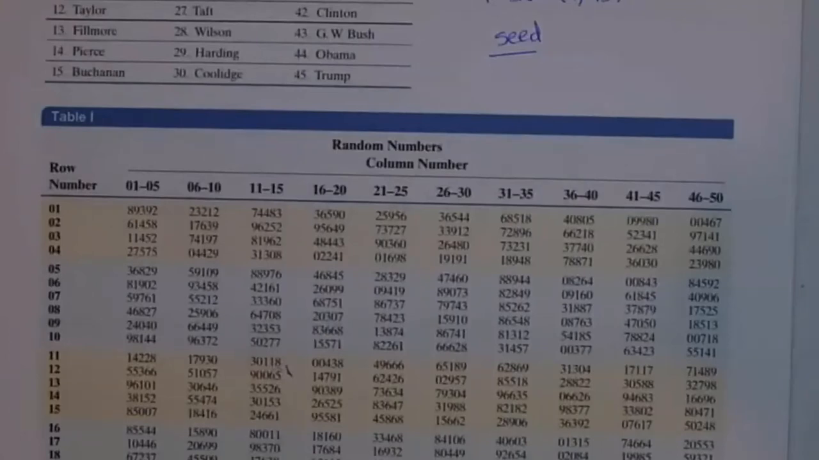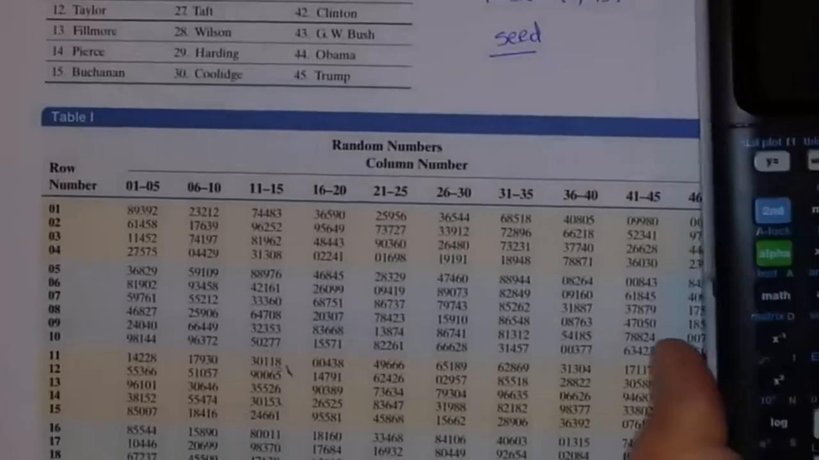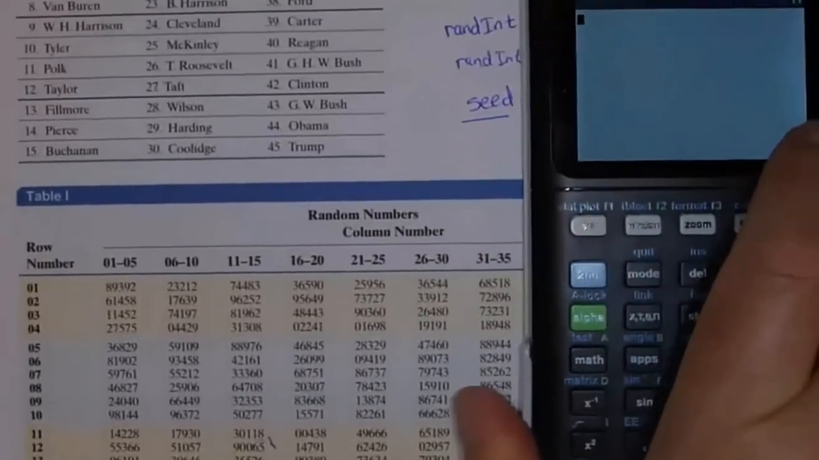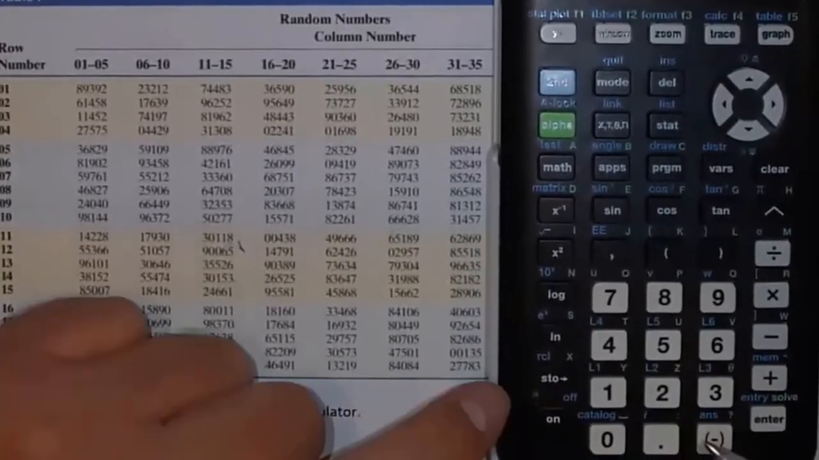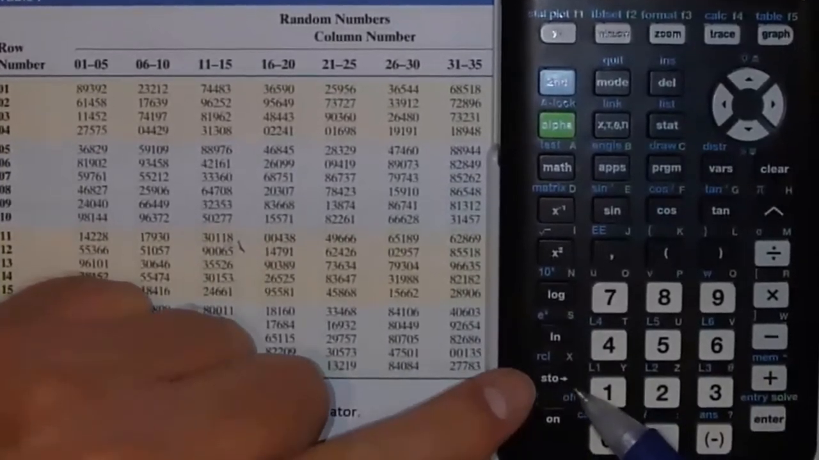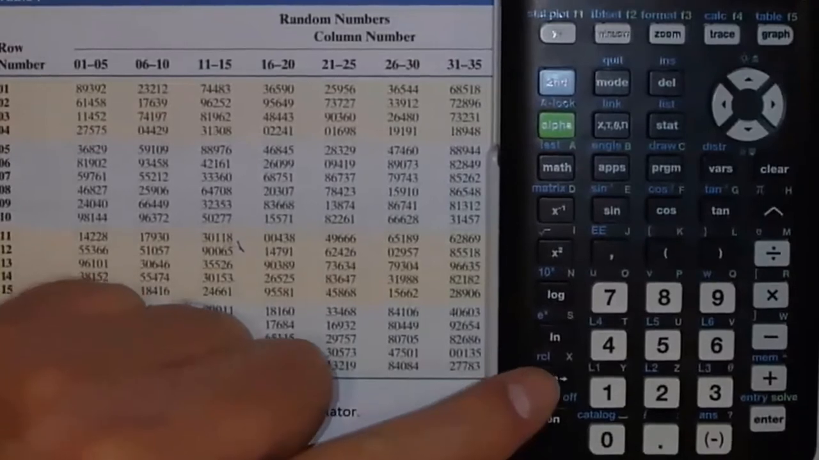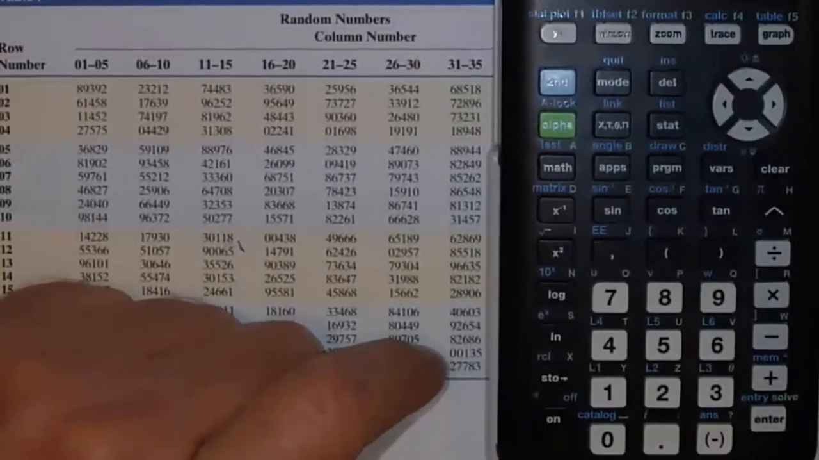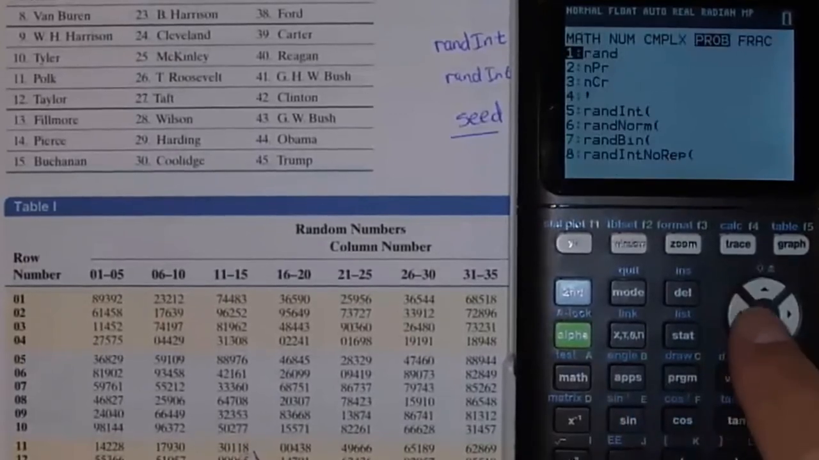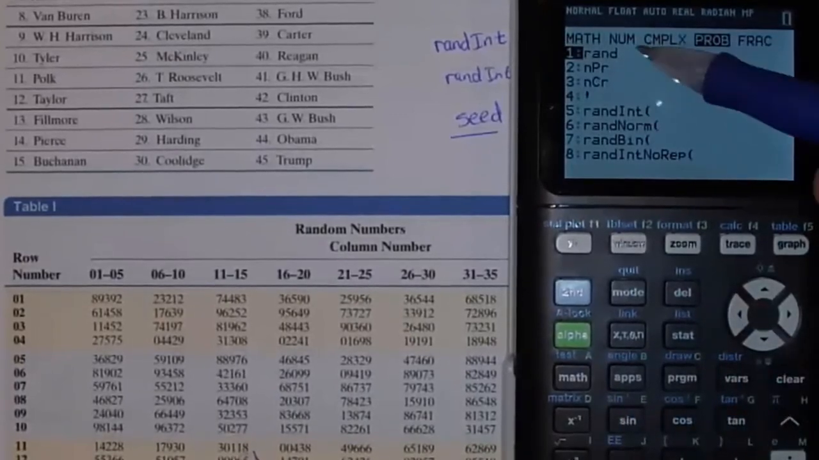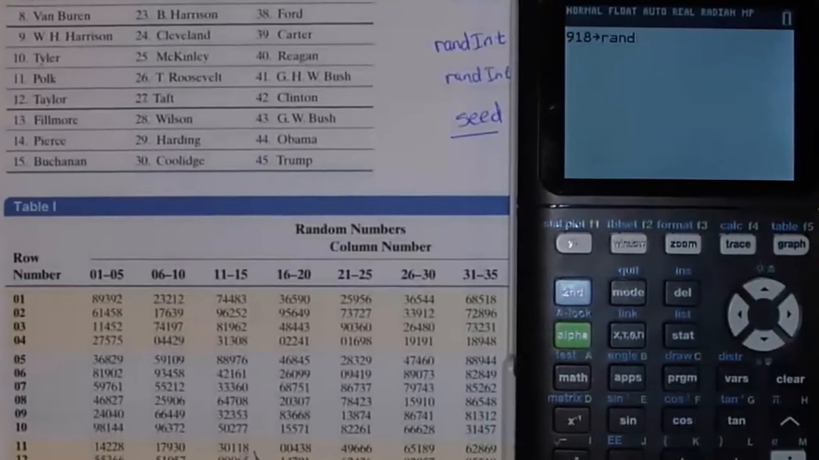So if I look at the clock on my computer right now, the time is 9:18. So I'm going to use 9:18 as my seed value. Here's how I do that. I'm going to type 9:18, and then this button right above the on button is the store button. I'm going to press that, and then go to math and probability, and choose option number 1, rand.